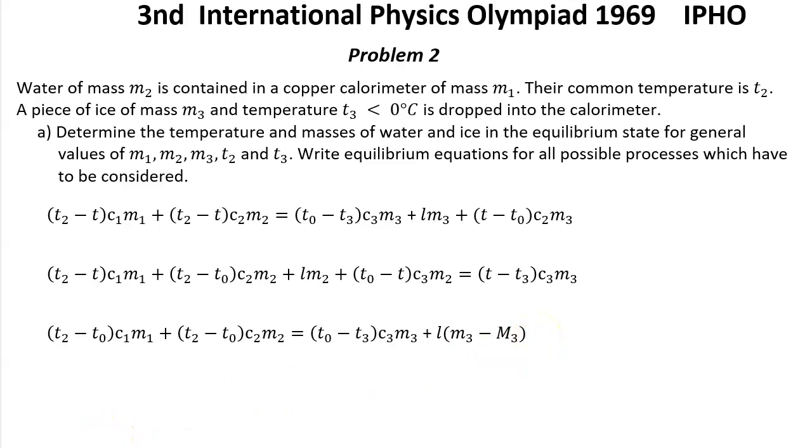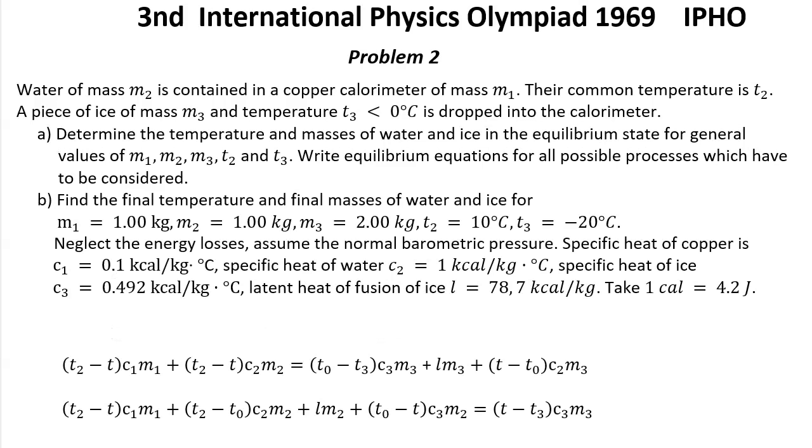So let's see what happened in each case. If we take the data from part B and try to put it in our first and second equations, we will get a solution which is not allowed. So it means that in the first case we cannot get a temperature greater than T0. In the second case we cannot get a temperature less than T0. So the only possibility is the third case.